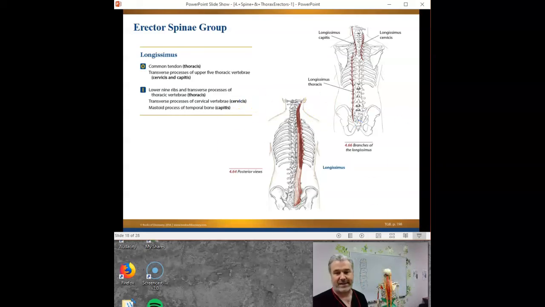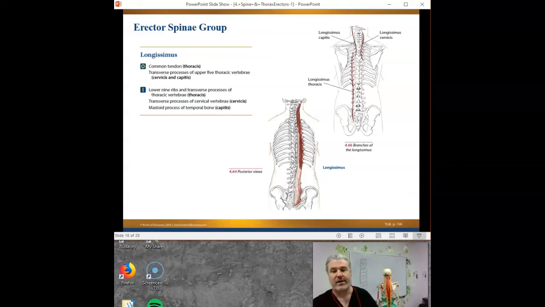Let's ask people I can't see if it makes sense. Miss Torres. Which erector spinae muscle attaches to the spinous processes of the vertebrae? Spinalis. Thank you. Which one attaches to the mastoid process of the temporal bone and also the transverse processes of the vertebrae? Longissimus. Yes, thank you very much.